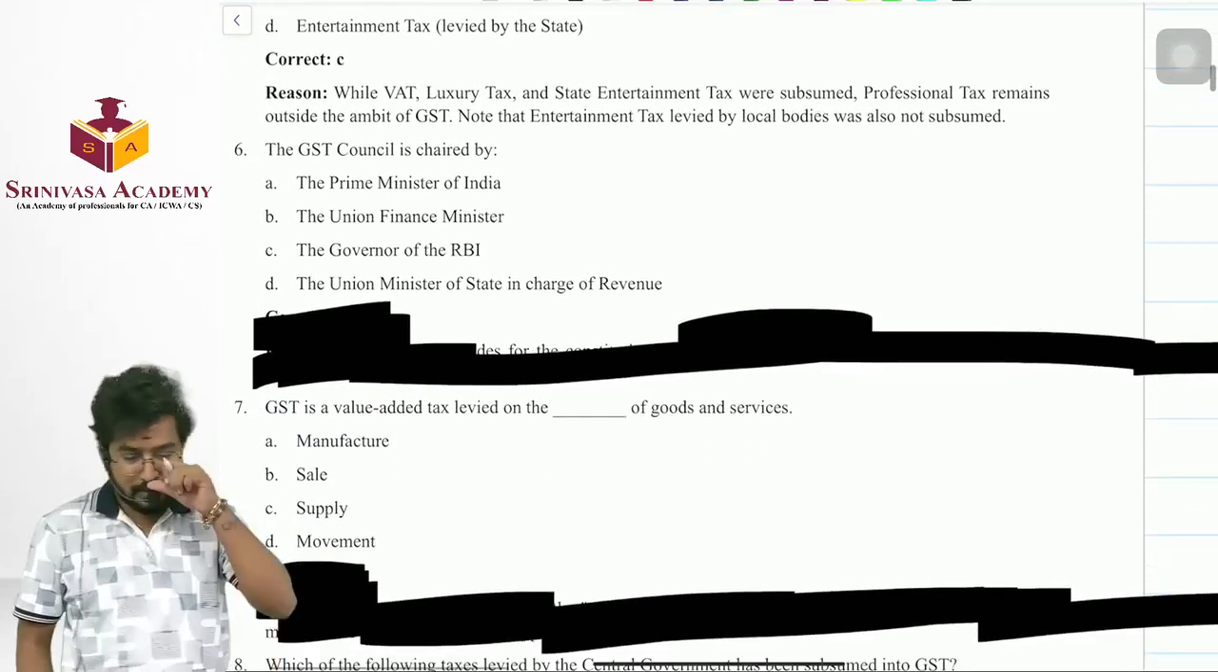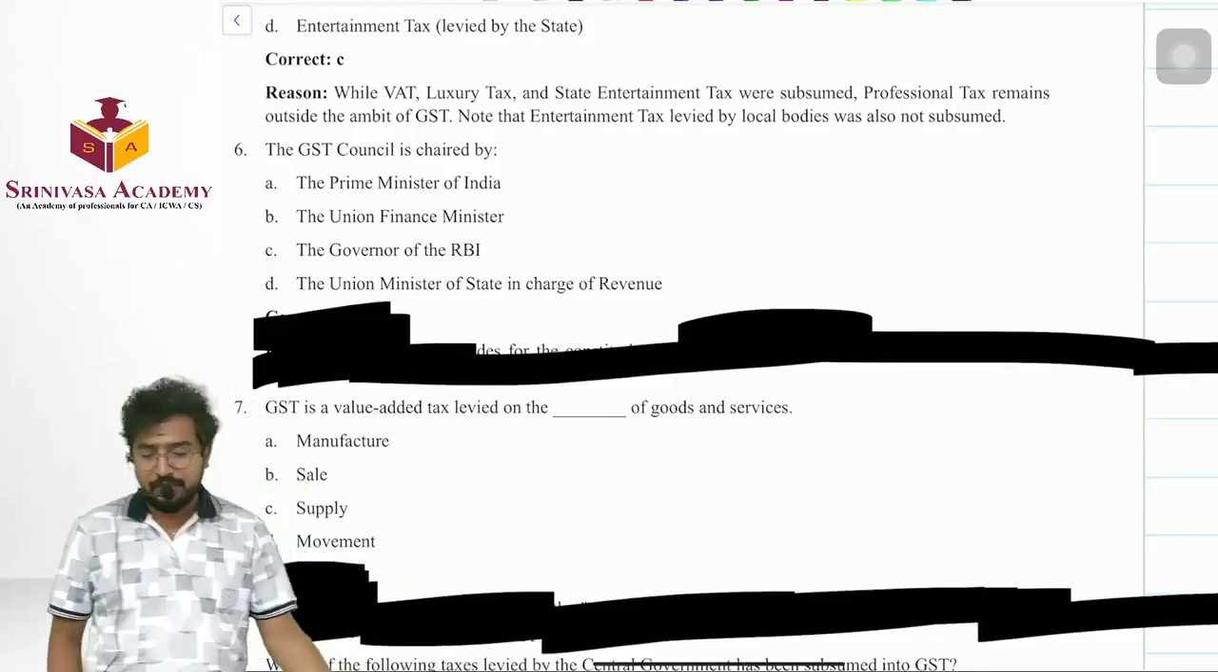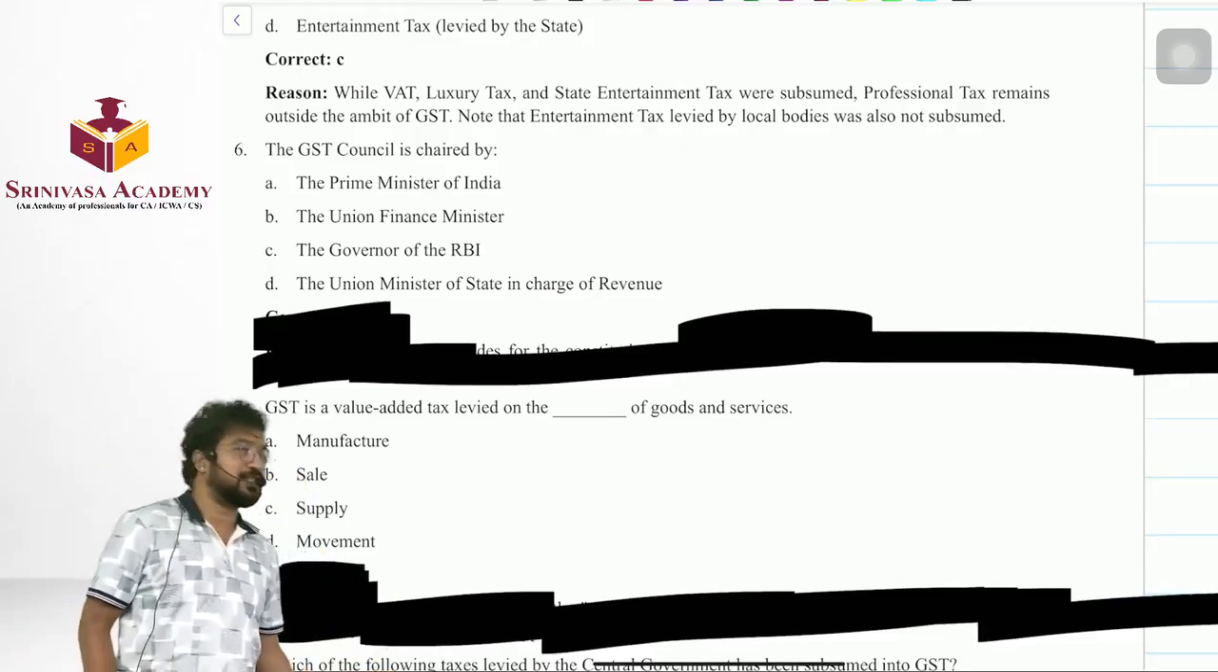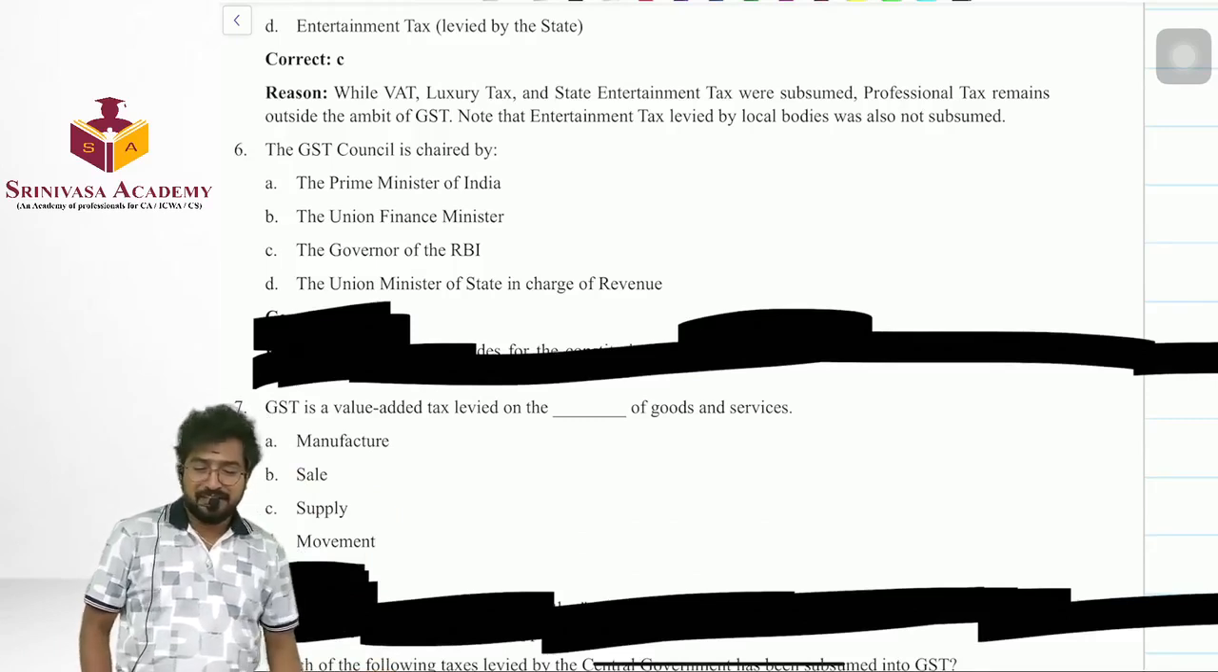GST Council is chaired by whom? Prime Minister, Union Finance Minister, your state Chief Minister, Governor of RBI.